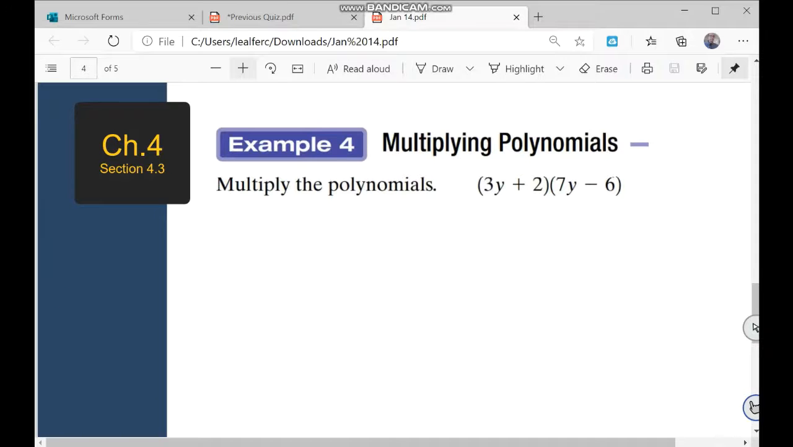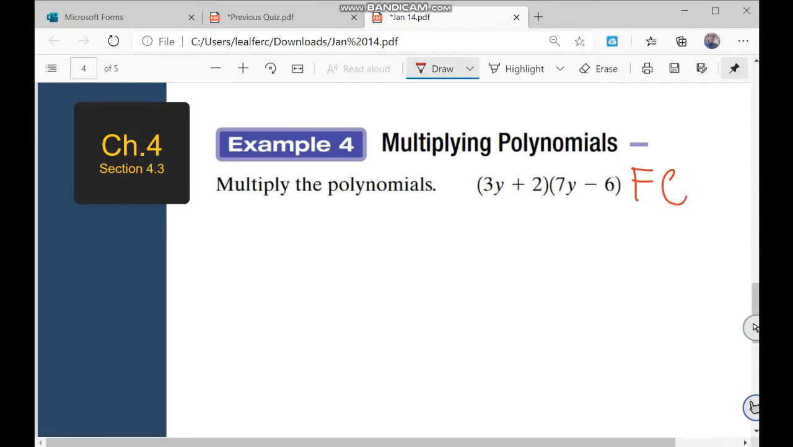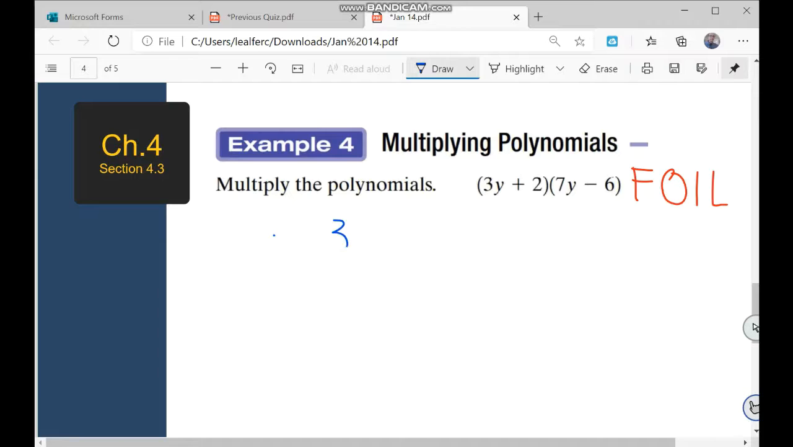Applying FOIL method now, because we're going to skip a few steps. FOIL means first, outer, inner, and last. So I'm going to write the binomials, the expression here, larger, so we can understand, minus 6.